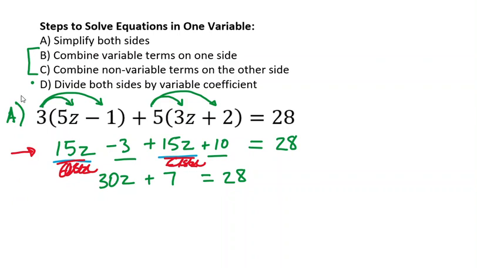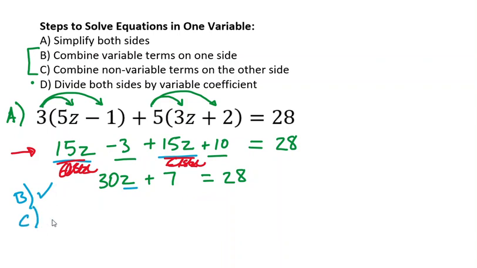So what's the next step? Well, actually, the next step is we can skip. Step B says combine all the variable terms on one side, and we've done it. They're right there, all the z's are right there. 30z on the left-hand side. The right-hand side has no z's. So success with B. Good job.